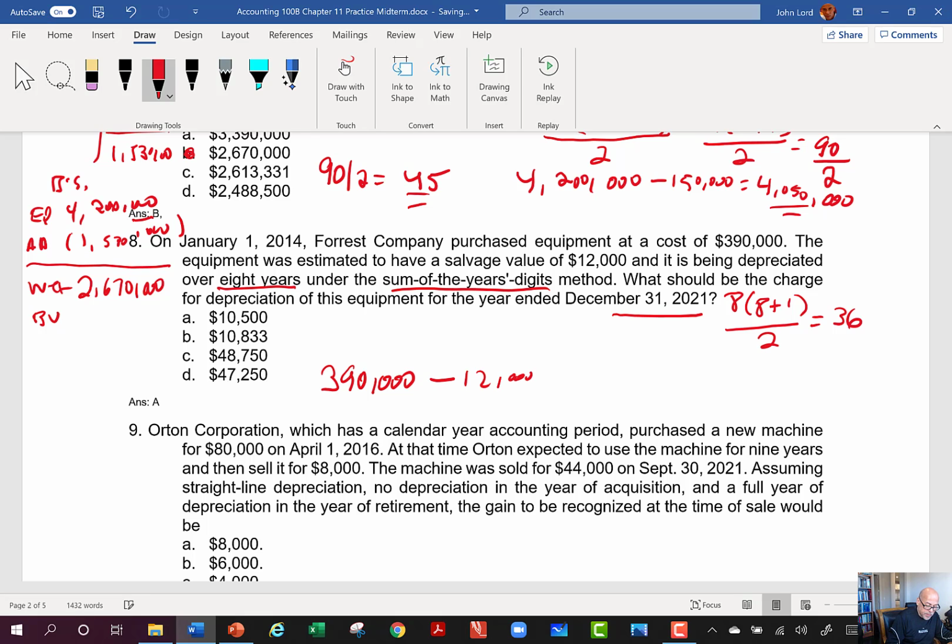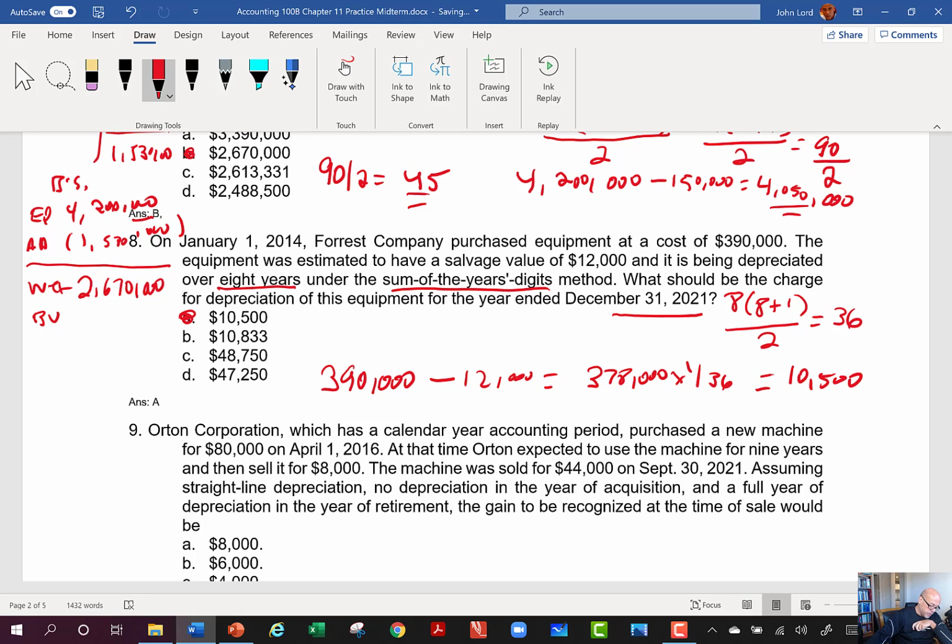Easy mistake to make, guys, is to forget to subtract the salvage value. That gives me 378,000. And since I'm in the last year of the life of this, in the last year you take just one of whatever the denominator is. In this case, it's 36. The sum of the year's digits, 378,000 times 1/36 equals 10,500.